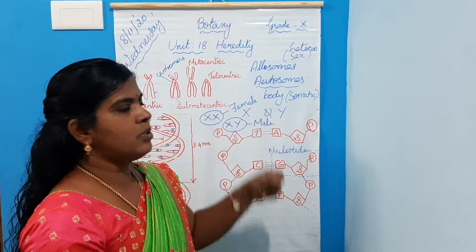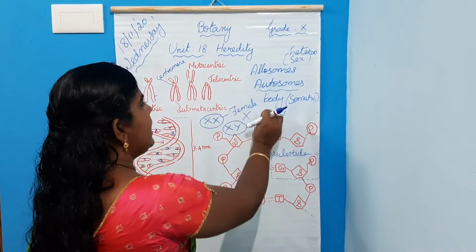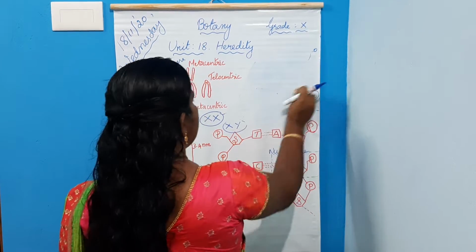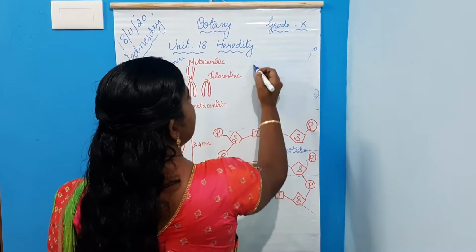So based on the position of the centromere, chromosomes are of four types. Based on their function, chromosomes are of two types, autosomes and allosomes. Now next about the karyotype. Karyo means nucleus, isn't it? Karyotype.